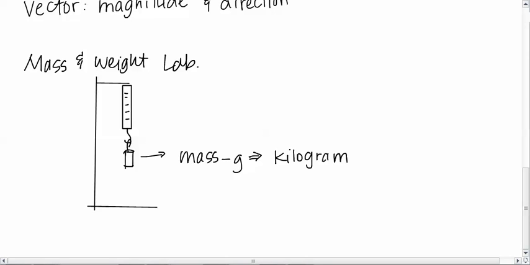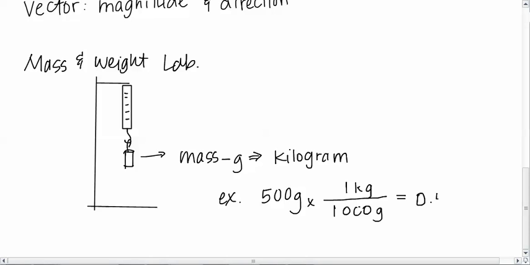Just to remind you, for example, a 500 gram mass: there are 1,000 grams in 1 kilogram, so that would be 0.5 kilograms. Now create your data chart with your kilograms.